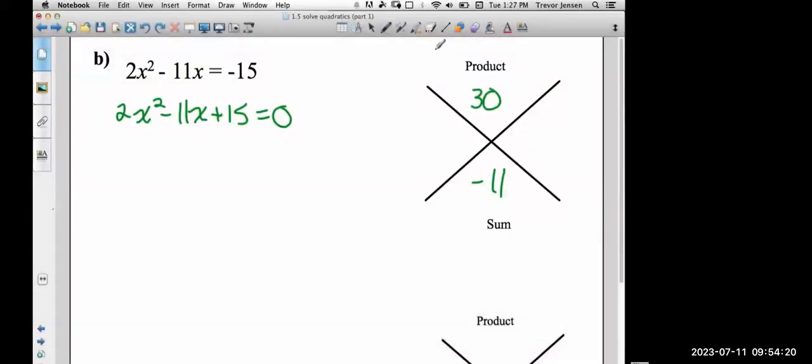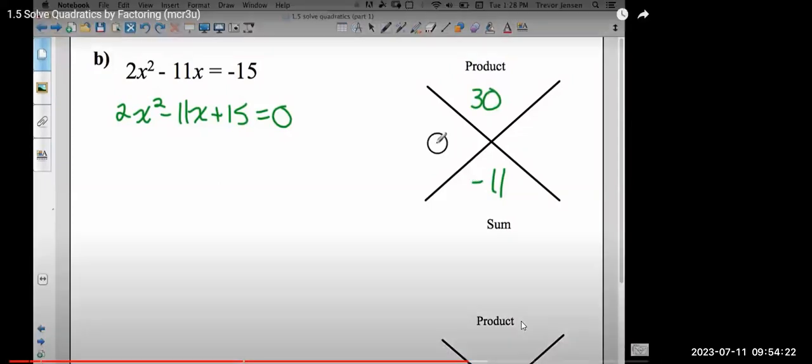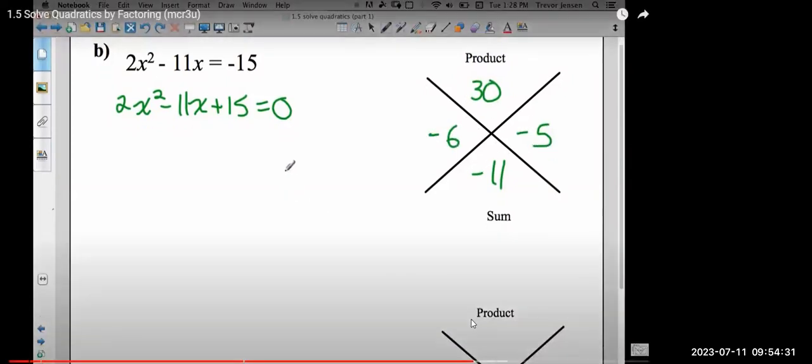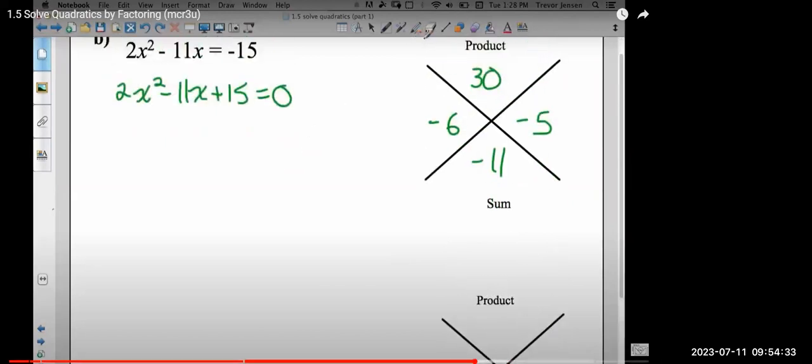Okay, the two numbers that multiply to 30 and add to -11 are -6 and -5. -6 times -5 is 30, -6 plus -5 is -11. And hopefully you remember from last time what I'm going to do with these two numbers. Those two numbers are what you're going to use to do the factor by grouping. I hope he's doing factor by grouping.